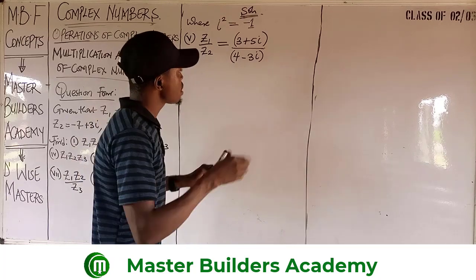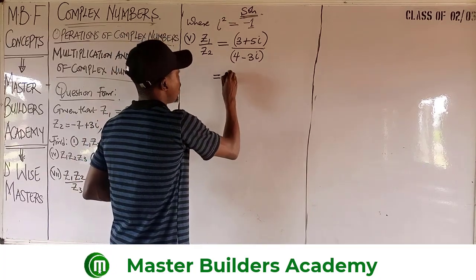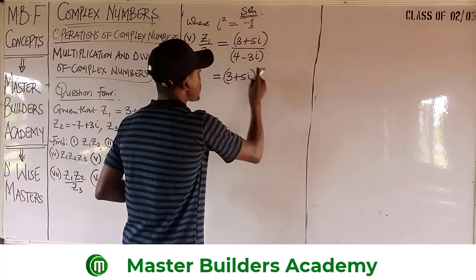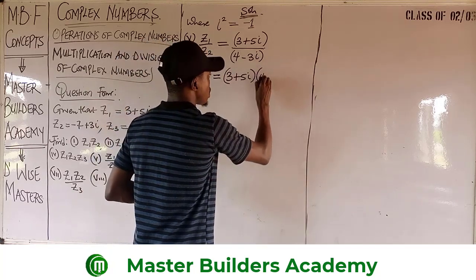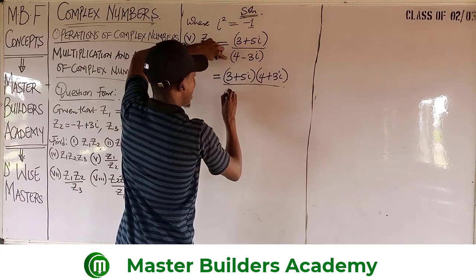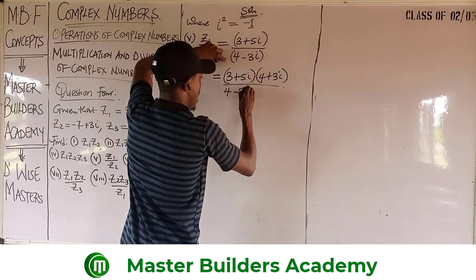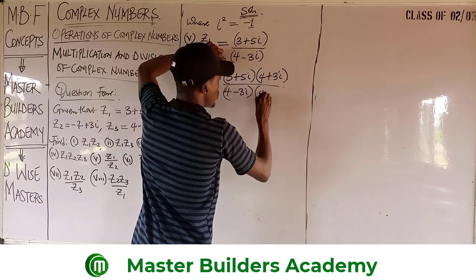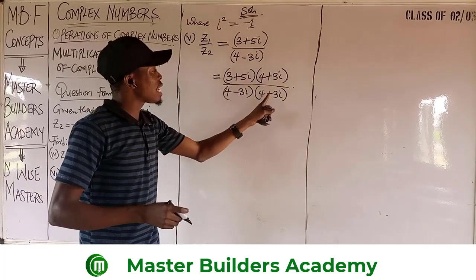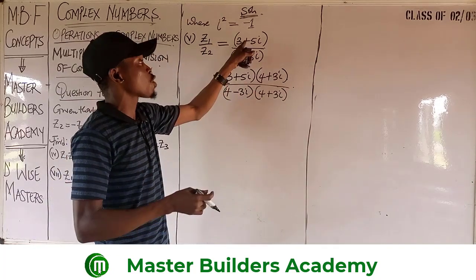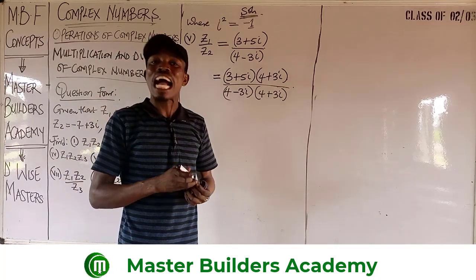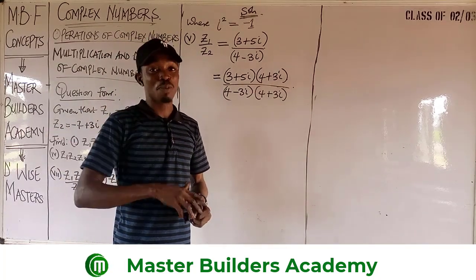You understand this? If this is clear, so we have this as 3 plus 5i multiplied by the conjugate of the denominator, which is 4 plus 3i. All over what we have at the denominator before now, 4 minus 3i, again multiplied by the conjugate of the denominator. This is it. Remember that this divided by this will give us 1, which gives us this back. But the reason why we are doing this is to eliminate i from the denominator, which is the iota.